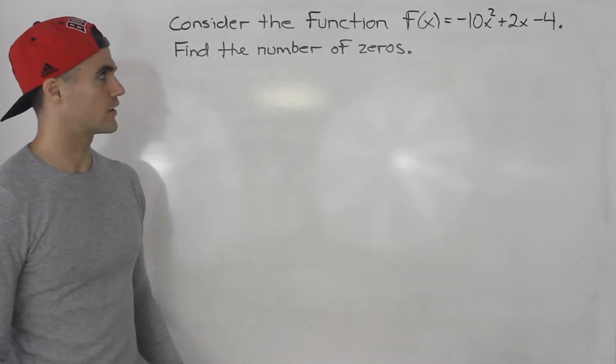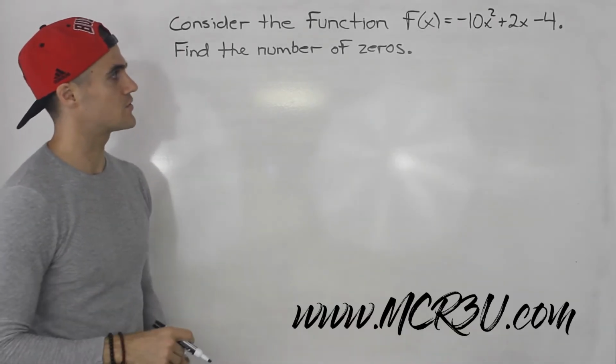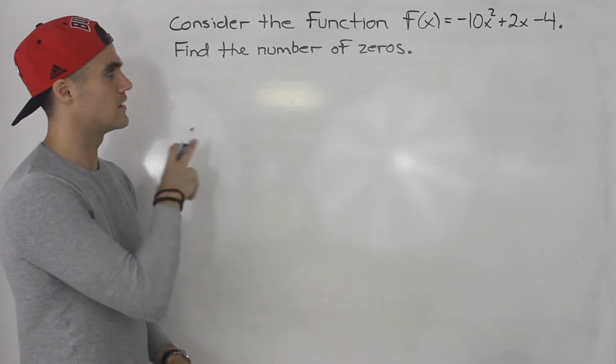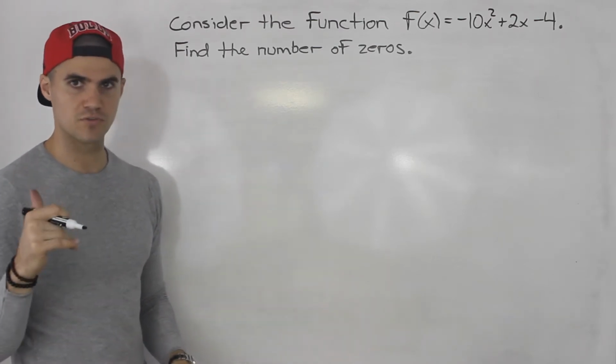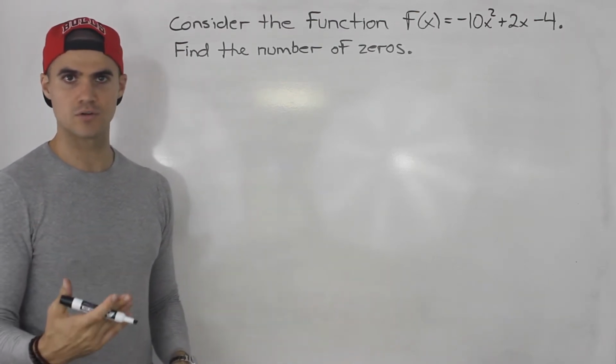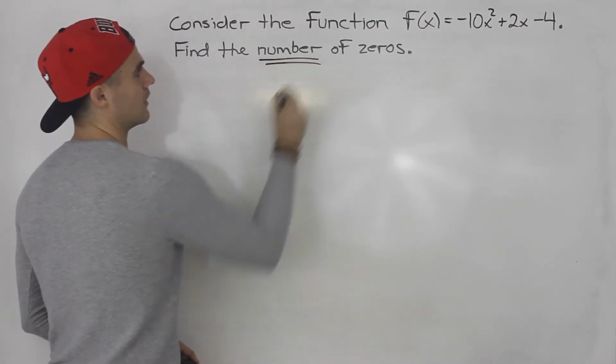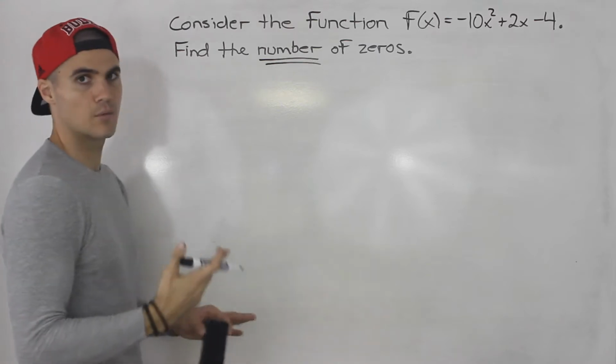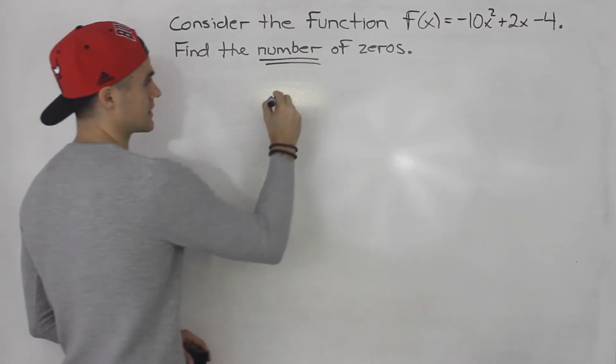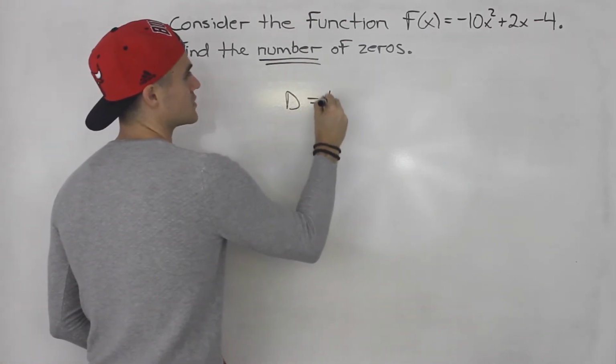In this question, we're given a quadratic, negative 10x squared plus 2x minus 4, and we have to find the number of zeros. So in the question before, we had to find the actual zeros, but here they're just asking for the number of zeros. When they're asking for the number of zeros, number of x-intercepts, basically they're asking you to find the discriminant.